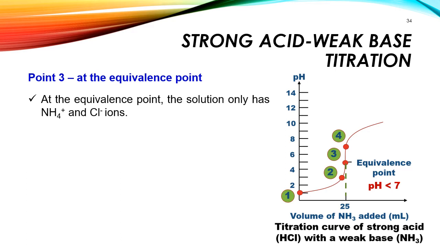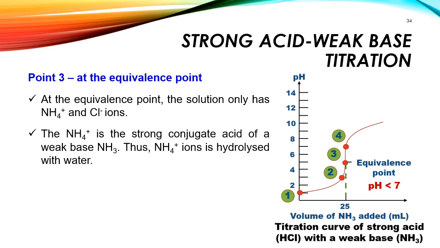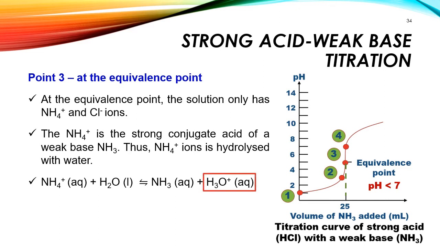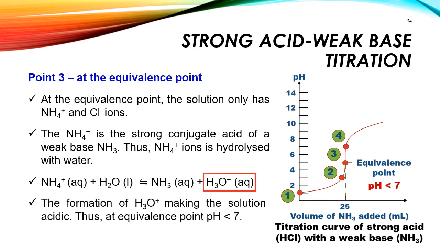At the equivalence point, the solution only has ammonium ions and chloride ions. The ammonium ion is the strong conjugate acid of the weak base ammonia. Thus, the ammonium ions hydrolyze with water. The presence of H3O+ ions makes the solution acidic. Thus, at the equivalence point, the pH must be less than 7.